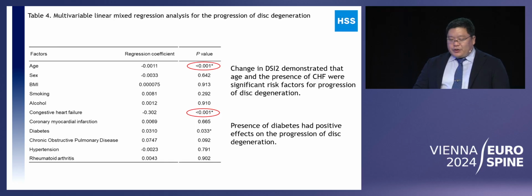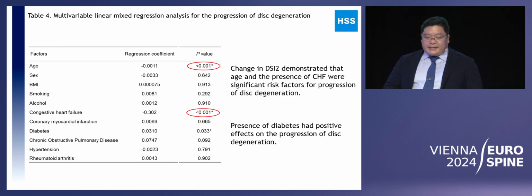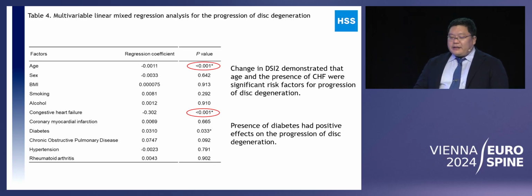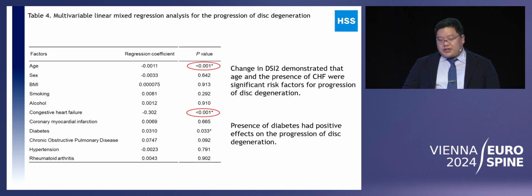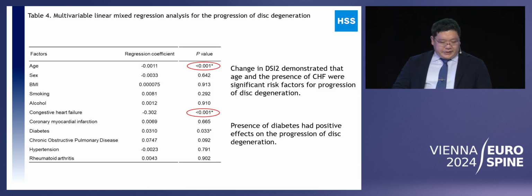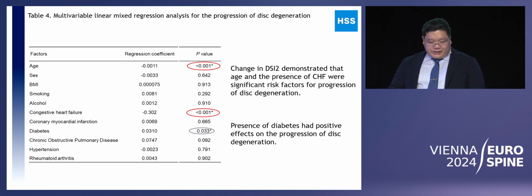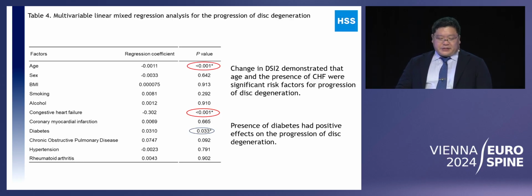This table shows the result of the multivariable linear mixed model regression analysis for the progression of disc degeneration. For change in DSI-2, age and the presence of congestive heart failure were associated risk factors for the progression of disc degeneration. Interestingly, presence of diabetes had a seemingly protective effect on the progression of disc degeneration.